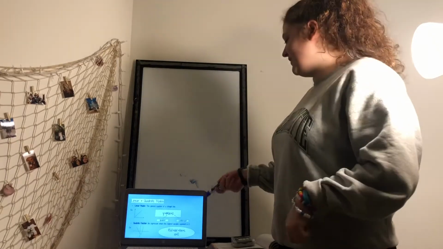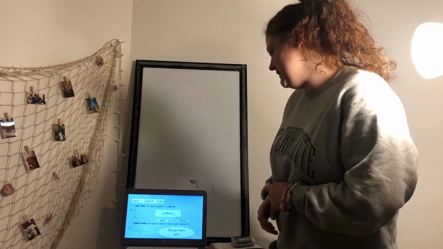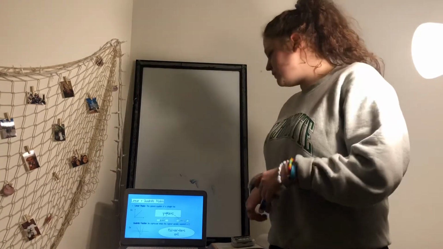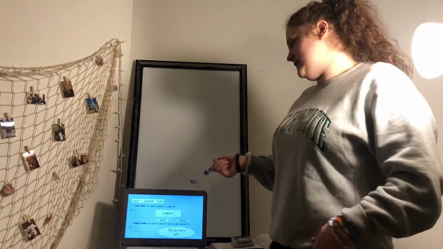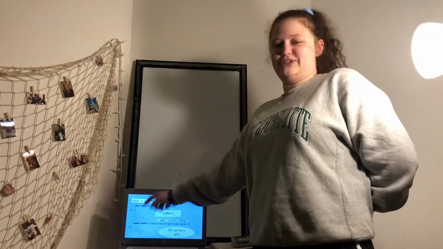So I had linear and quadratic models. A linear model is the general equation of a straight line, and the equation for that is y equals mx plus c, where m is the gradient or the slope, and c is the y-intercept. And this is an example of what a linear model looks like. As you can see, it's a straight line.